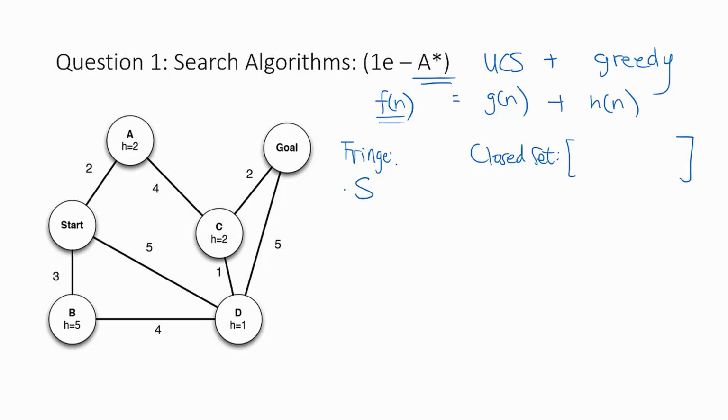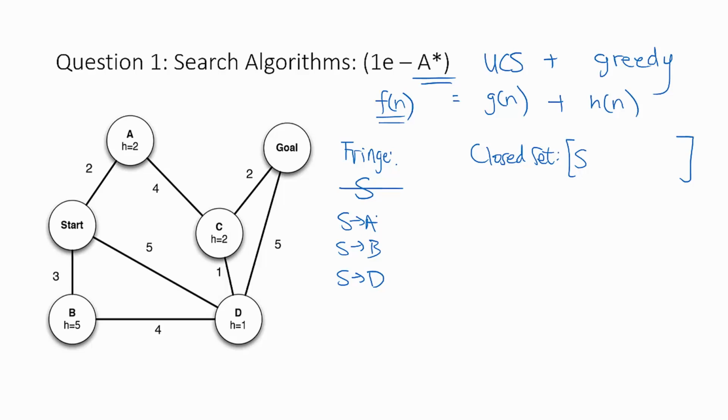We will pop off S from the fringe. Note that it doesn't really matter what number we associate with S because it's always first to go off. We'll put S on the closed set, and then we'll enqueue its successors S to A, S to B, and S to D on the fringe.